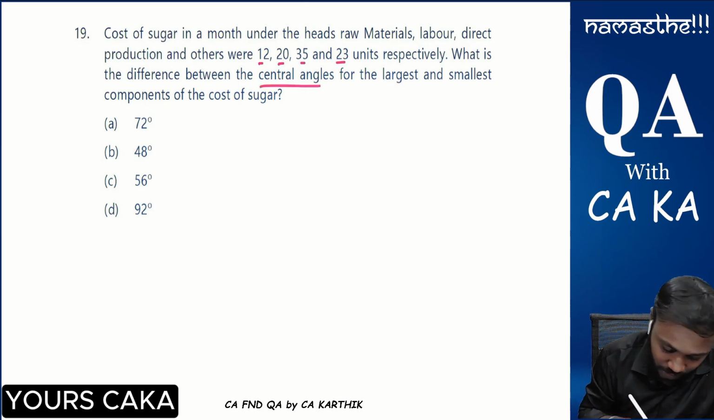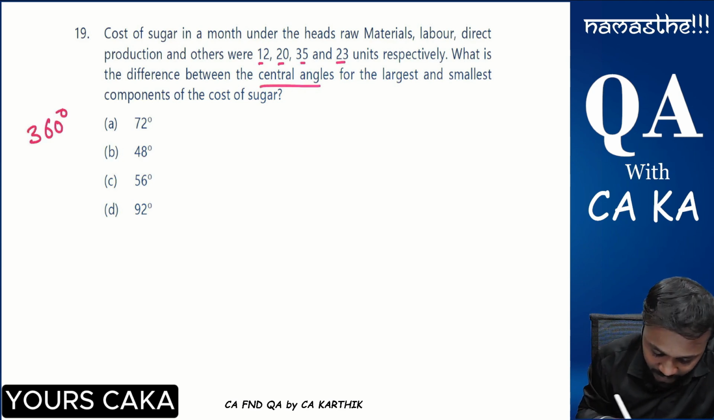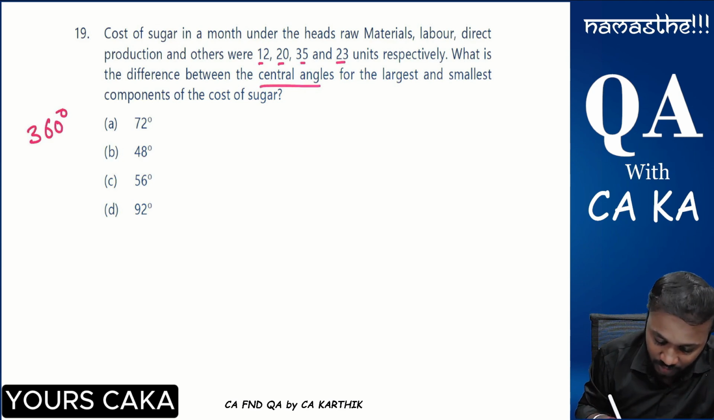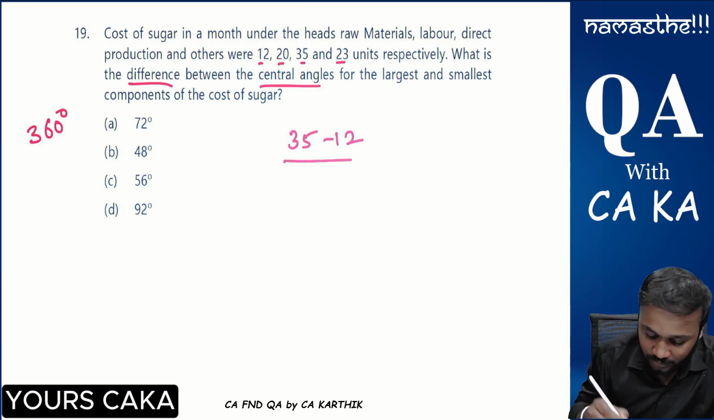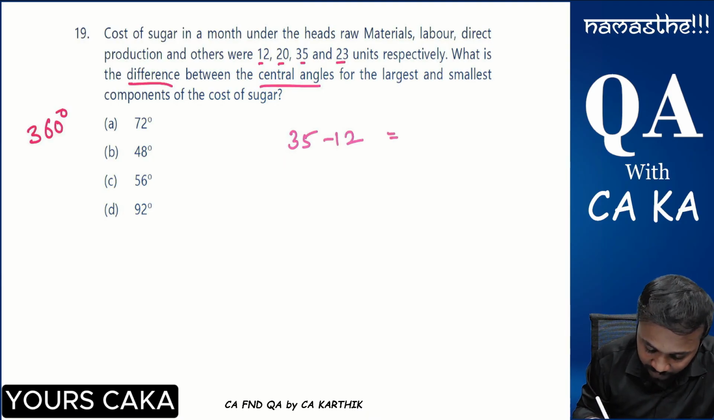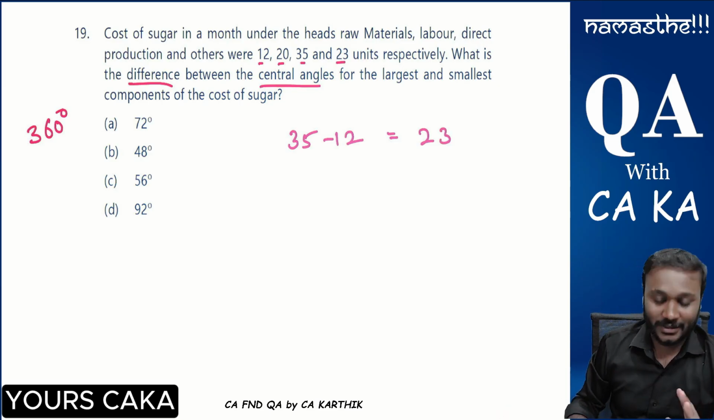Whenever angles come into the picture, use multiplication by 360 degrees for the largest and smallest components of the cost of the sugar. The largest component here is 35 and the smallest is 12. So what is the difference of 35 minus 12? Which is 28, I guess. No, 23. 23, right? Just cross checking. Okay, 23 is the right answer.